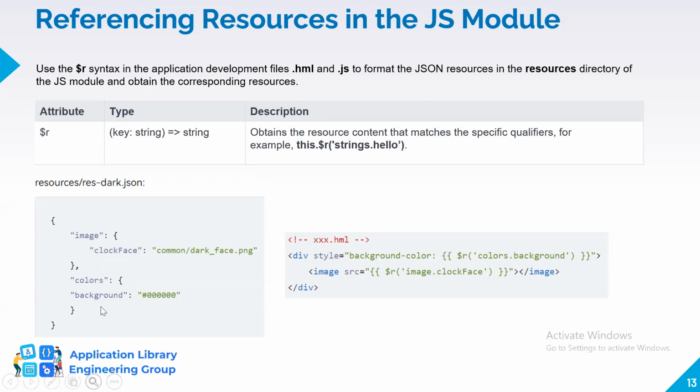Once this resource-.json file is defined, you can access it in your JS or HML files using $R. Suppose I want to access the background attribute over here. So I'll be using $R of colors dot background.